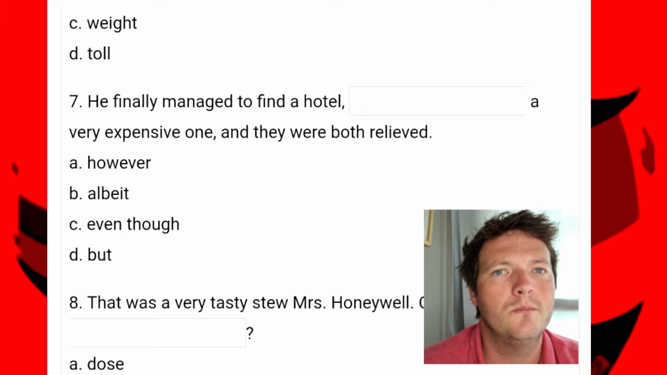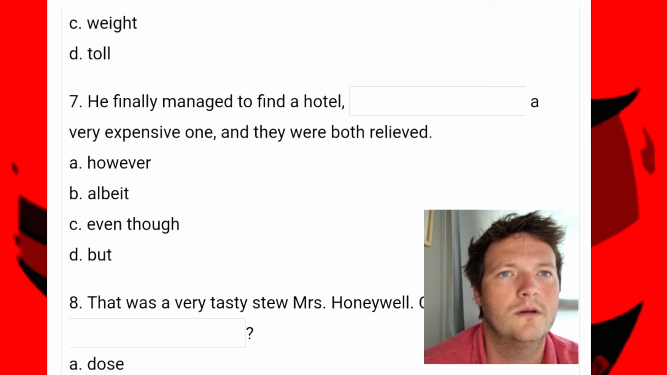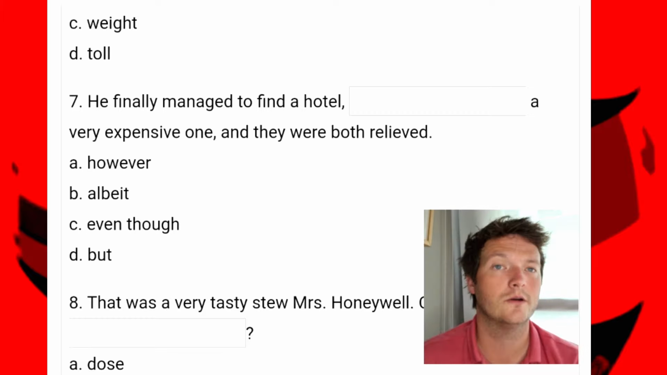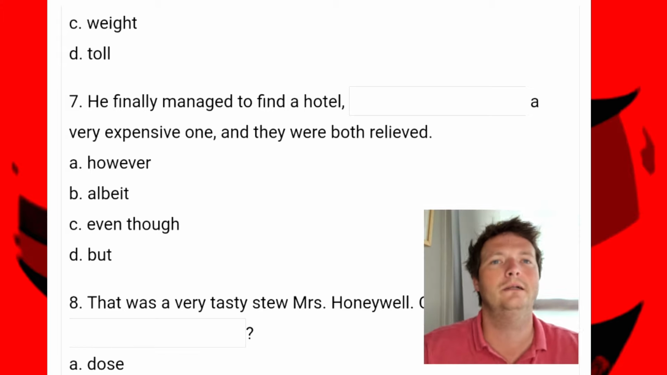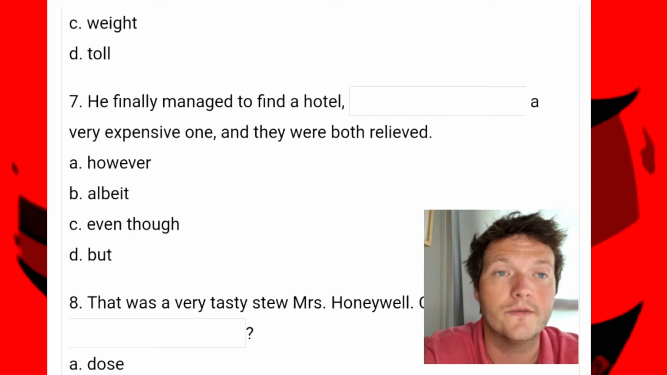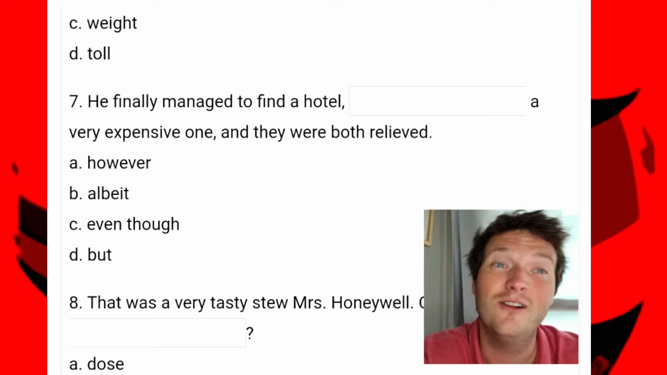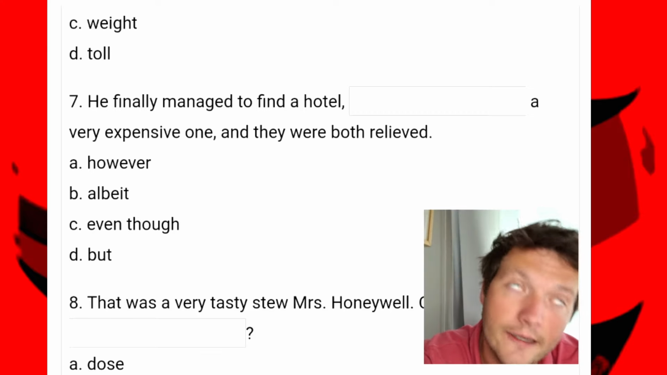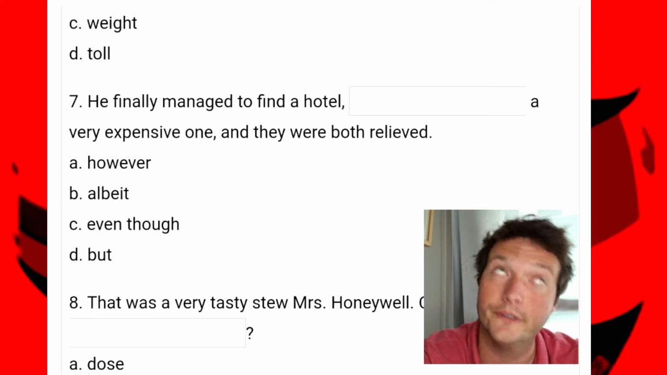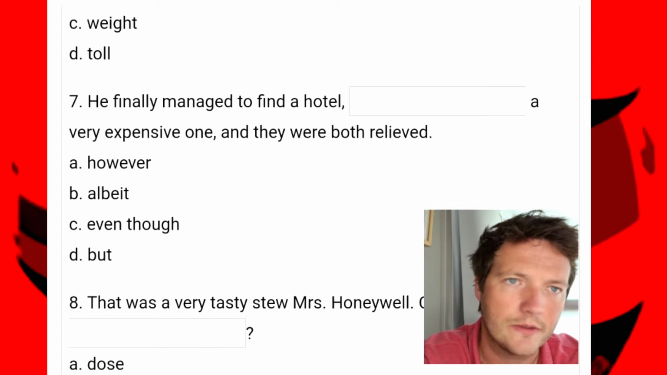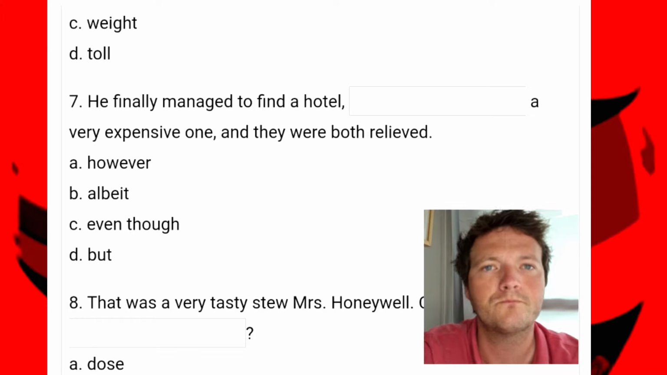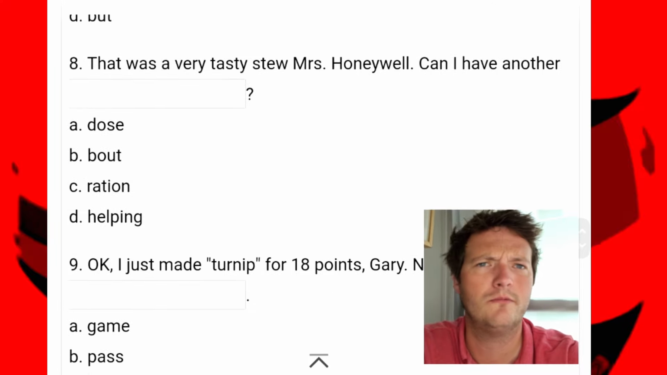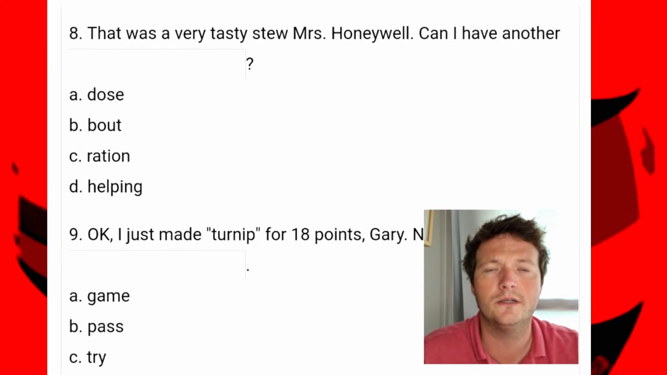However, albeit, even though, but a very expensive one. And they were both relieved. So he finally managed to find a hotel. And what we mean to say here is, even though, yeah, it's true, it was an expensive hotel, and they were both relieved. So he managed to find a hotel, albeit an expensive one. Yeah, admittedly, it was an expensive one. But that was a good thing anyway. So, albeit an expensive one, and they were both relieved. Albeit, B, definitely.